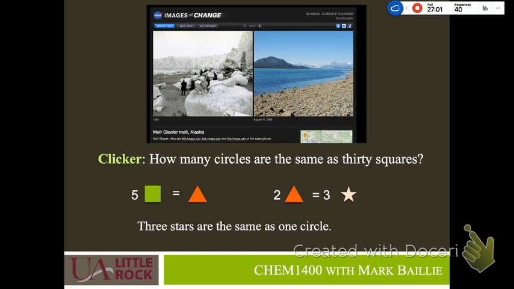Okay, there's a step before that I'd like us to do. Yes? We have to figure out what we're looking for. What are we looking for? So what did you decide we're looking for in this problem? We're looking for how many circles in 30 squares.